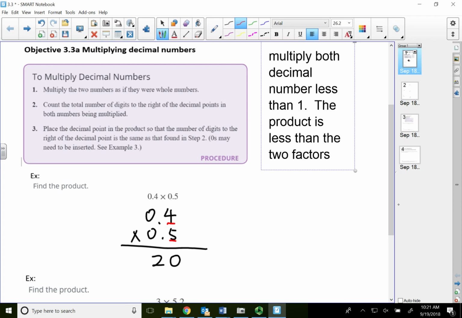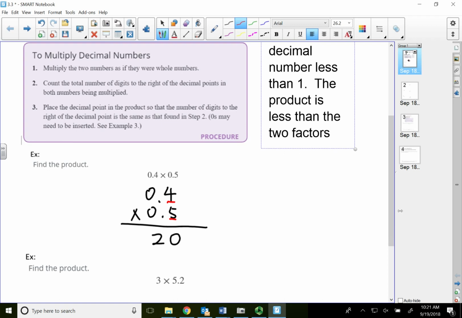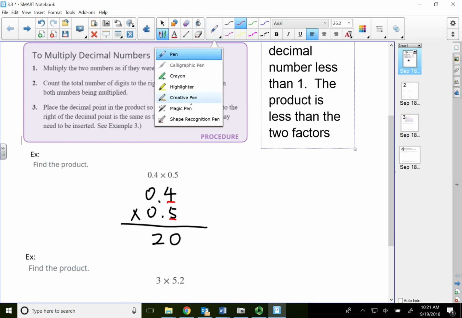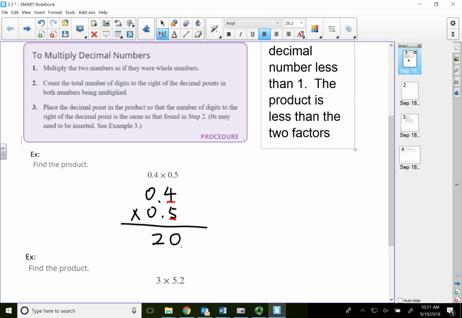So now let's put our decimal in the correct spot on the product. If you look at the 20, the decimal is actually behind the 20. Since my product has 2 decimal places, I need to move my decimal 2 places to the left. So 1, 2. My decimal is supposed to be right in front of the 2. So my answer is 0.2, or 0.20. That would be the answer.